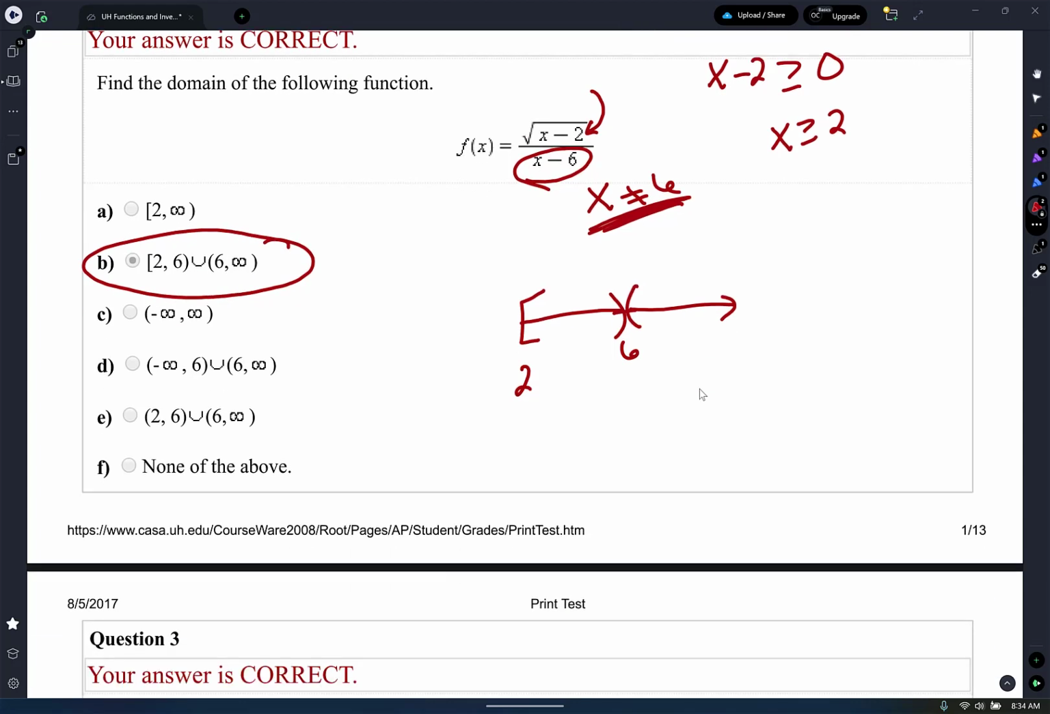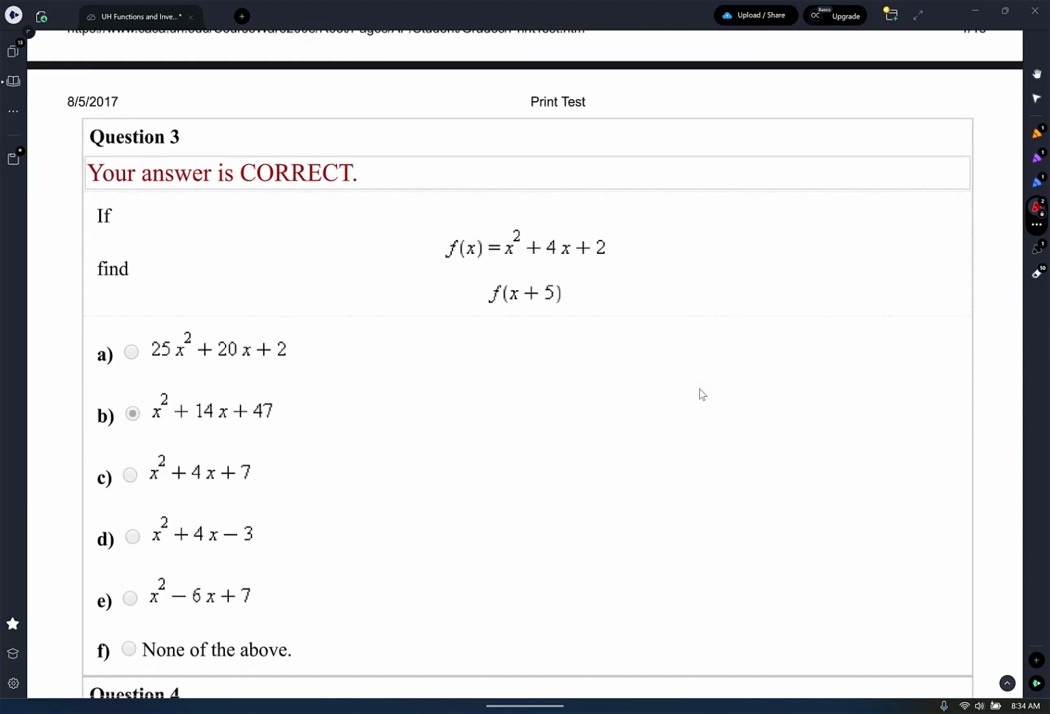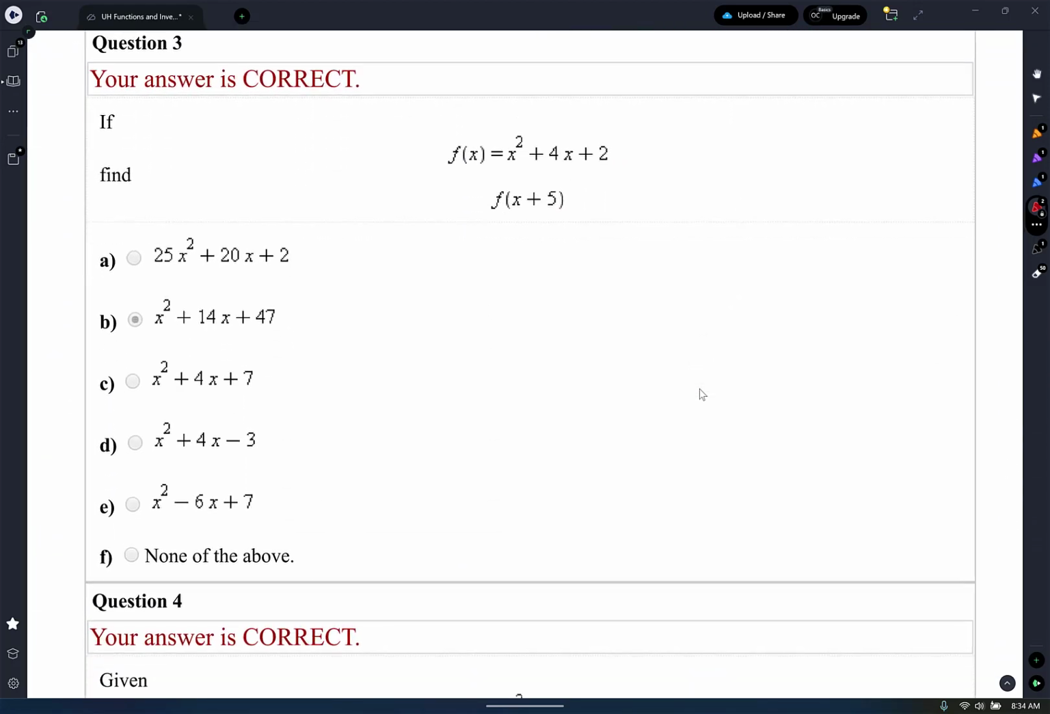Okay. Let's go to question 3. Relax. It's not that bad. It looks bad, but it's not bad. You see how this says f of x? It could have said f of triangle. Do you guys like triangles? If it said f of triangle, you would have just gone triangle squared plus 4 times triangle.